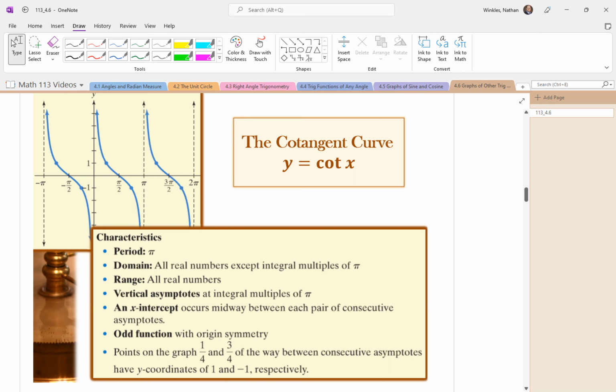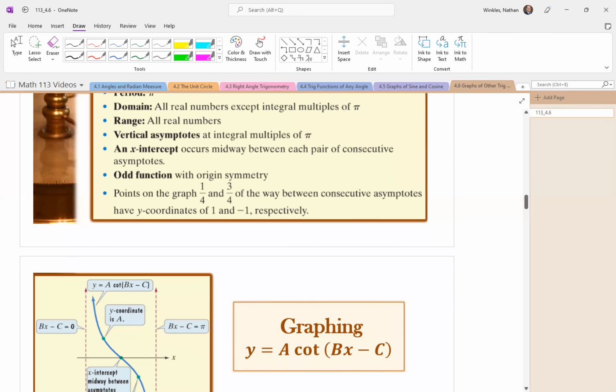The range is still all real numbers. Vertical asymptotes occur at integral multiples of pi. So the previous one we did pi over 2, 3 pi over 2, just the odd multiples. This one is all integer multiples of pi. An x-intercept still occurs midway between each pair of consecutive asymptotes. It's an odd function with origin symmetry. And points on the graph 1/4 and 3/4 of the way between consecutive asymptotes have y-coordinates of 1 and -1 respectively.